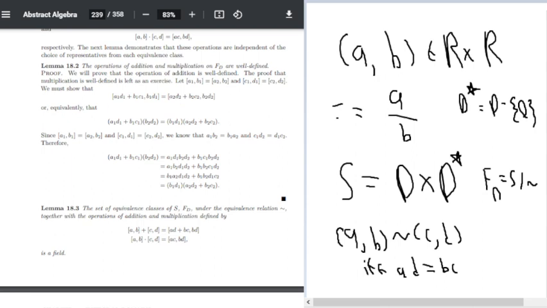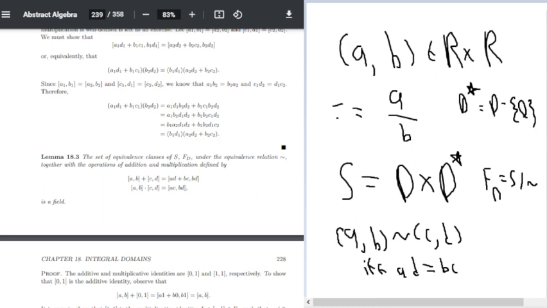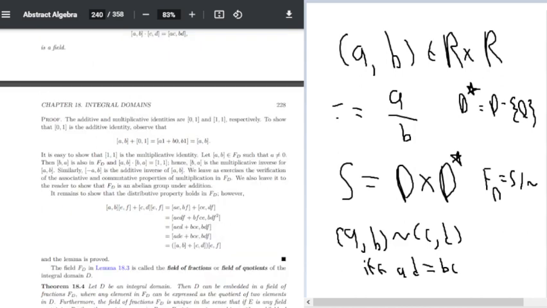Lemma 18.3. The set of equivalence classes of S, FD, under the equivalence relation, together with the operations of addition and multiplication, defined by [a,b] + [c,d] = [ad + bc, bd] and [a,b] times [c,d] = [ac, bd], is a field. Proof. The additive and multiplicative identities are [0,1] and [1,1] respectively. To show that [0,1] is the additive identity, observe that [a,b] + [0,1] = [a1 + b0, b1] = [a,b]. It is easy to then show that [1,1] is the multiplicative identity.